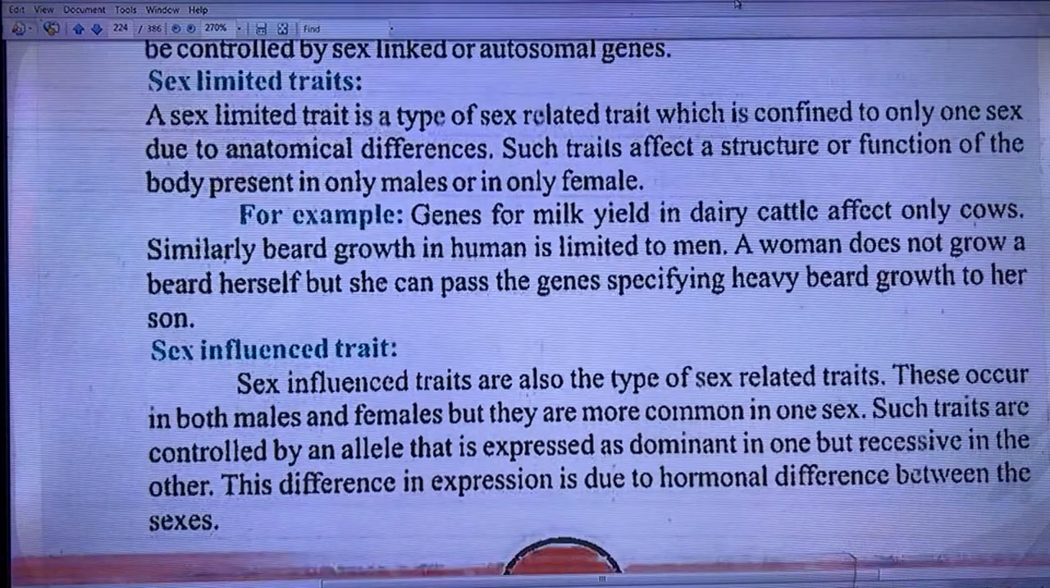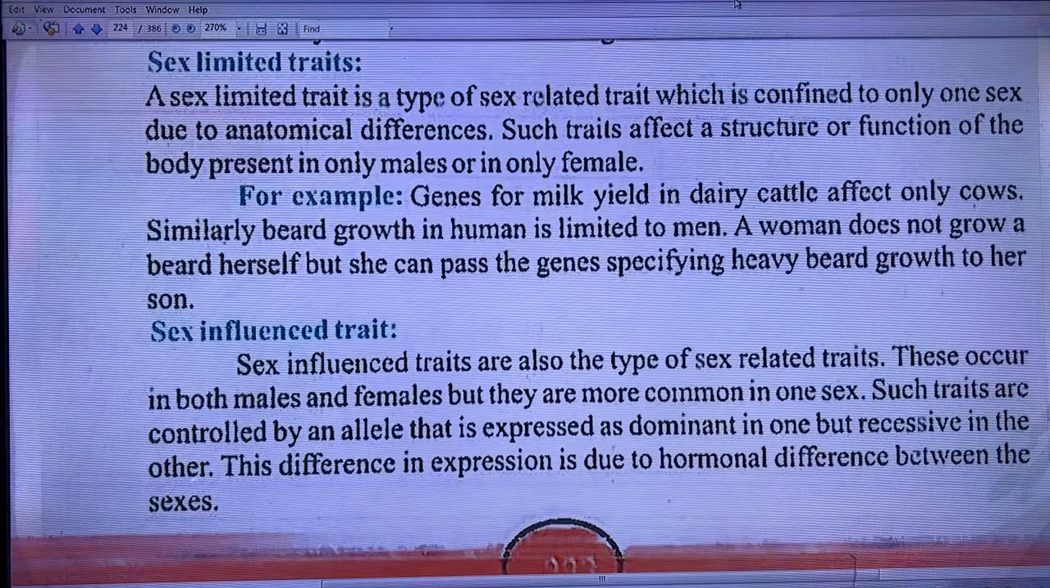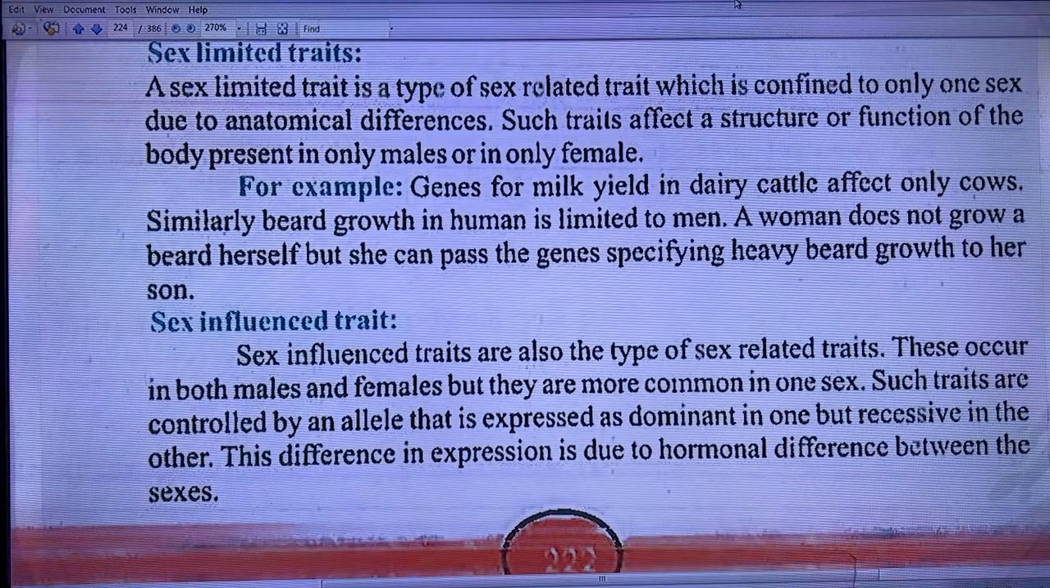Sex-limited traits. A sex-limited trait is a type of sex-related trait which is confined to only one sex due to anatomical differences. Such traits affect a structure or function of the body present in only males or only females. For example, genes for milk yield in dairy cattle affect only cows. Similarly, beard growth in humans is limited to men. A woman does not grow a beard herself, but she can pass the genes specifying heavy beard growth to her son.